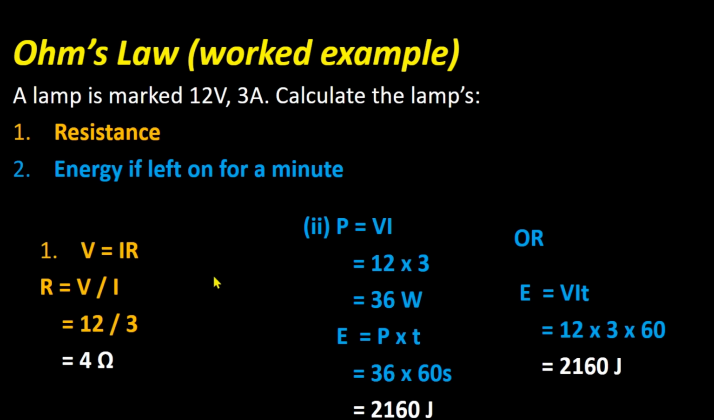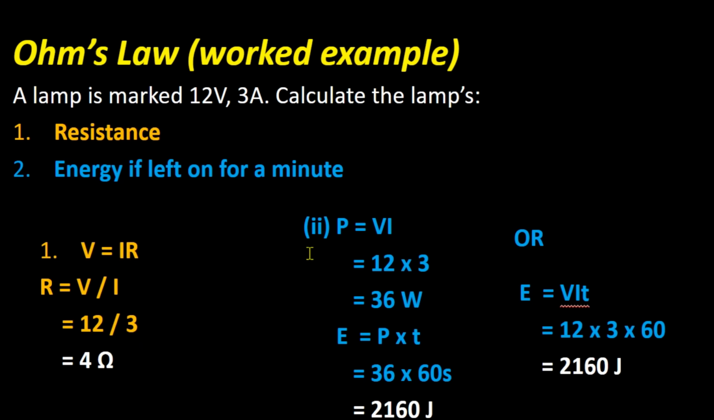Here we have a worked example involving Ohm's law. A lamp is marked 12 volts, 3 amperes. Calculate the lamp's resistance and the energy if left on for a minute. So in the orange here, the resistance: V is equal to IR, so therefore R is equal to V over I. This will be 12 volts divided by 3 amps, and your resistance is going to be 4 ohms.